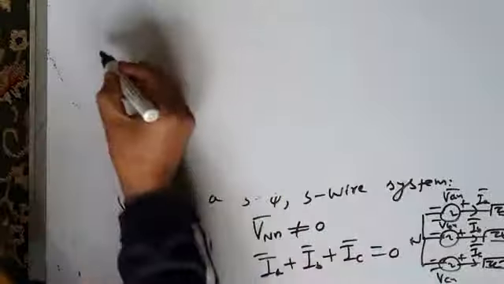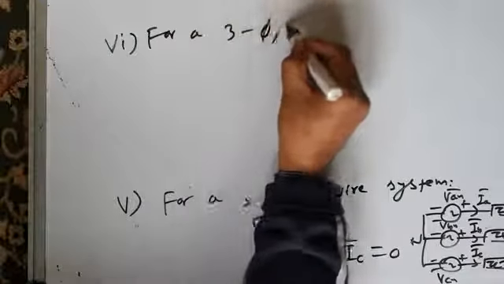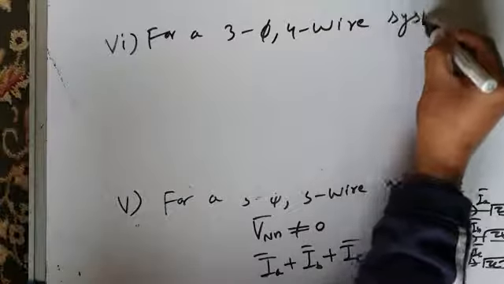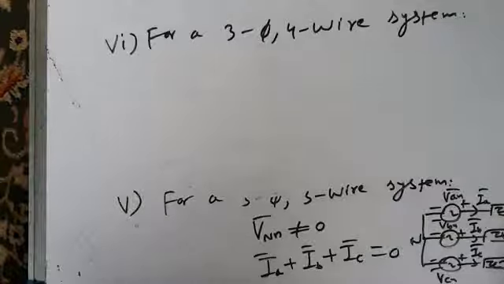And finally, the last inference is for a three-phase, four-wire system. If you are providing a fourth wire also, like in our distribution systems, this load neutral is connected to supply neutral. So this is your neutral current, IN. So this is the neutral current and you are providing a fourth wire also. 1, 2, 3, and the fourth wire is the neutral wire.